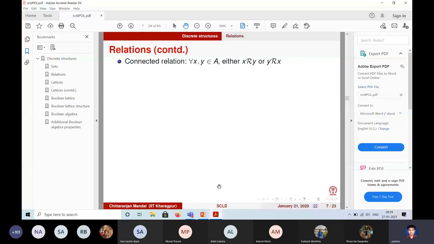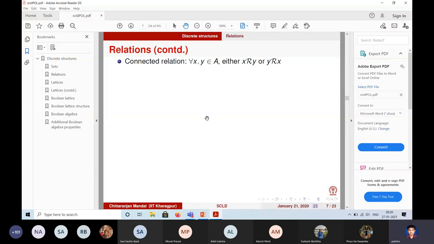Anyway, let us look at another property of this kind of relations. I'll call a relation connected if you take any two elements of A, x and y, either x is related to y or y is related to x. Say you take the relation less than or equal to over integers. Take any two integers x and y: either x is less than or equal to y or y is less than or equal to x. Either of these will be there.